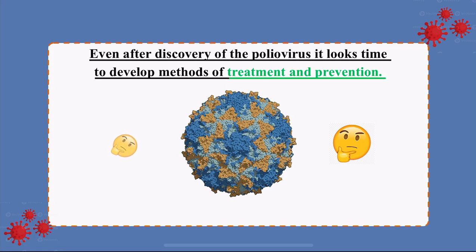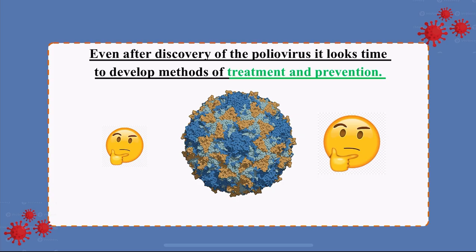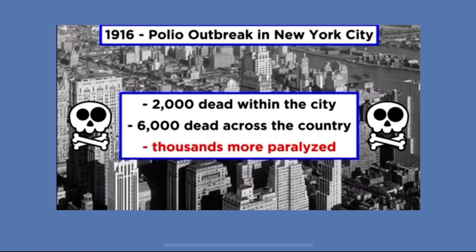Then what happened in 1916? Next we see in 1916 a polio outbreak was recorded in New York City. Ultimately, it affected several thousand people. It was killing over 6,000 people across the country, and 2,000 people were dead within the city.